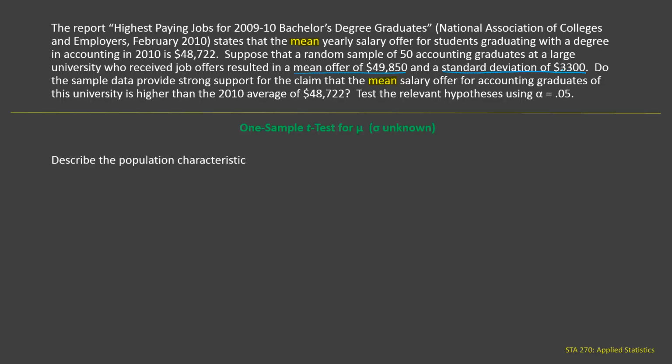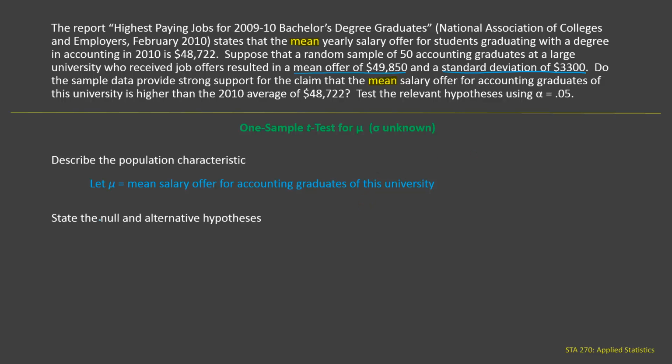Let's start by describing the population characteristic. This claim here is that the mean salary offer for accounting graduates of this university is higher than the 2010 average of $48,722. So our population is accounting graduates of this university, and the characteristic that we're interested in is their mean salary offer. So mu equals the mean salary offer for accounting graduates of this university.